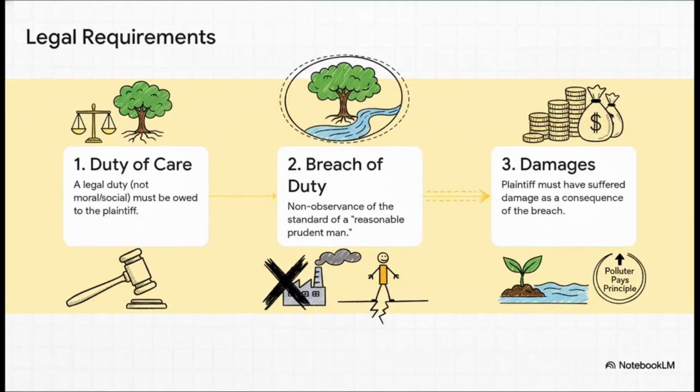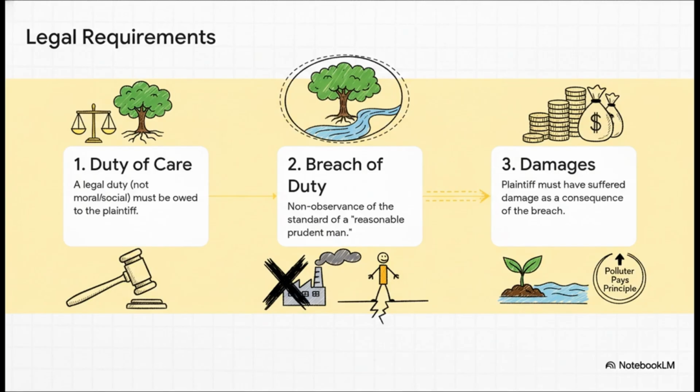So, what are these three legal requirements? Let's go through them one by one. First, the plaintiff must prove there was a duty of care. And let's be clear, this isn't just a moral suggestion, it is a binding legal obligation. In the context of environmental law, this duty is often rooted in Article 21 of our Constitution, the right to life, which has been interpreted to include the right to a clean and healthy environment.